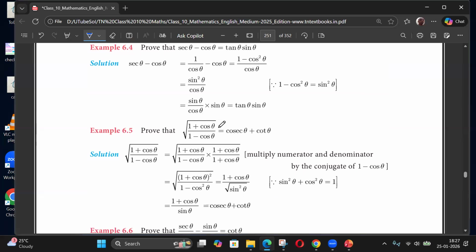For fun, you can do the other way around also. Multiply and divide by 1 plus cos theta. It will become 1 minus cos square divided by square root, and denominator will become 1 minus cos. So this will become sine by 1 minus cos. Again, I have to rationalize this one. So now I multiply by 1 plus cos by 1 plus cos. This is an extra step. So it will become sine into 1 plus cos.